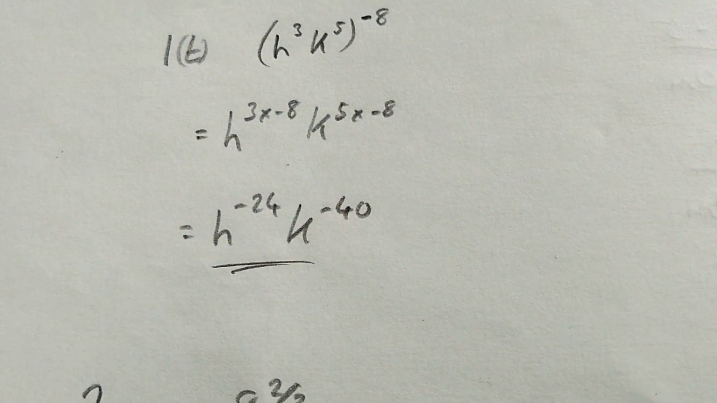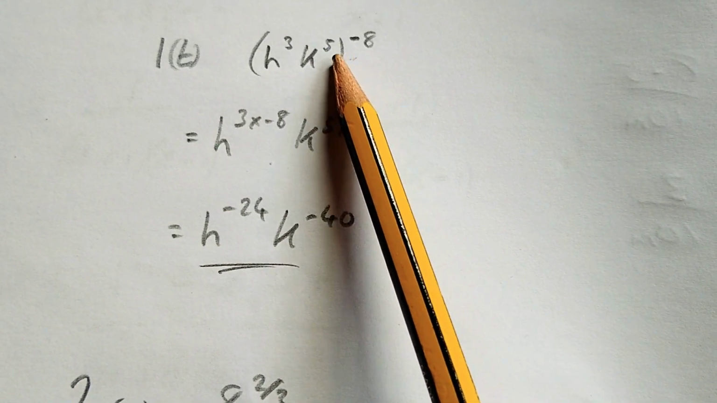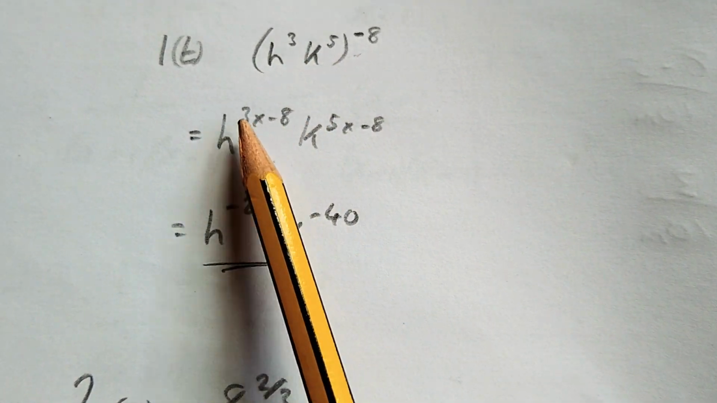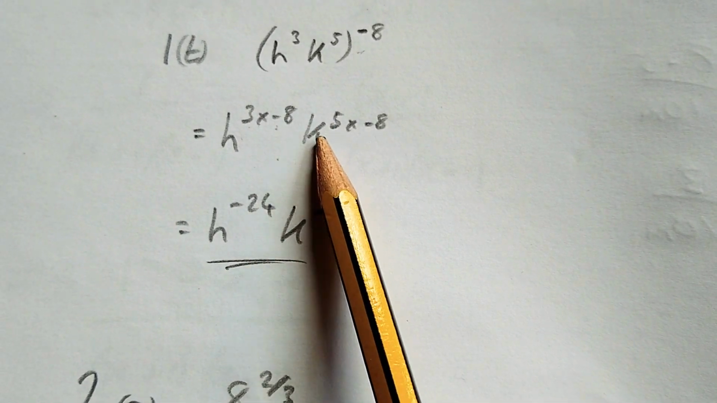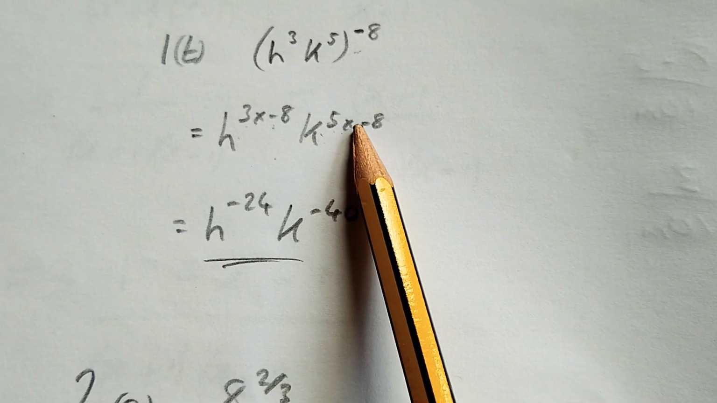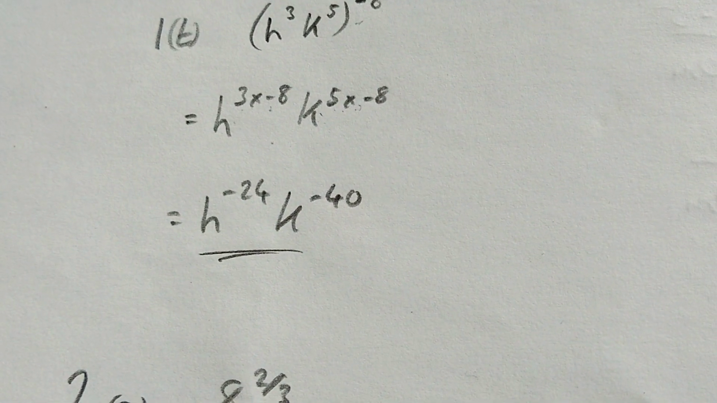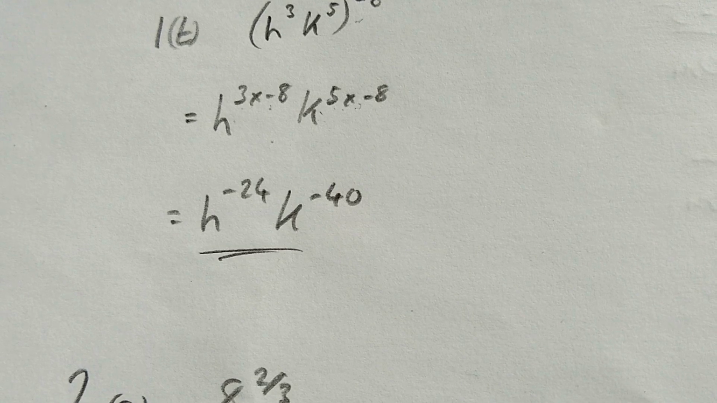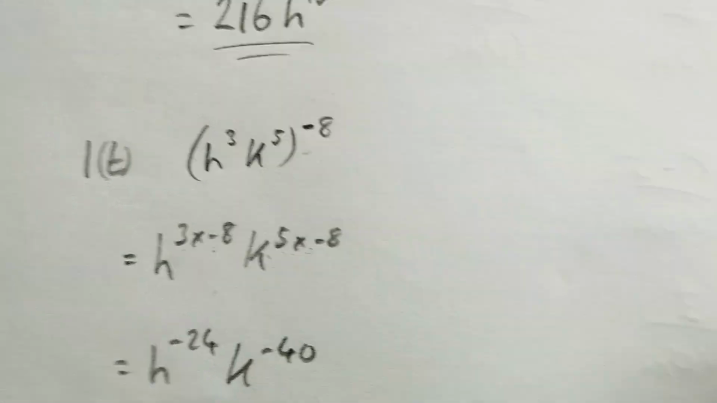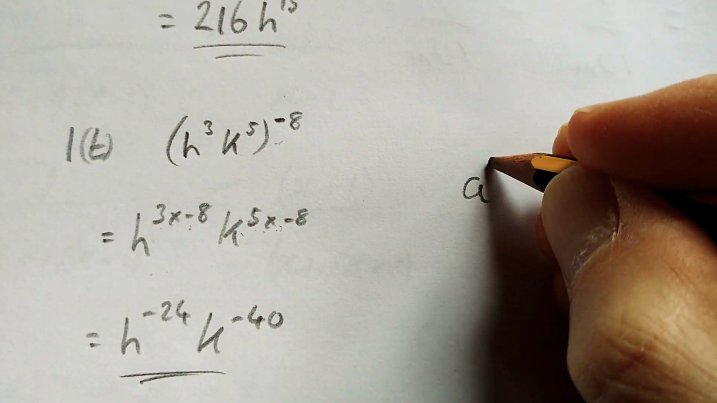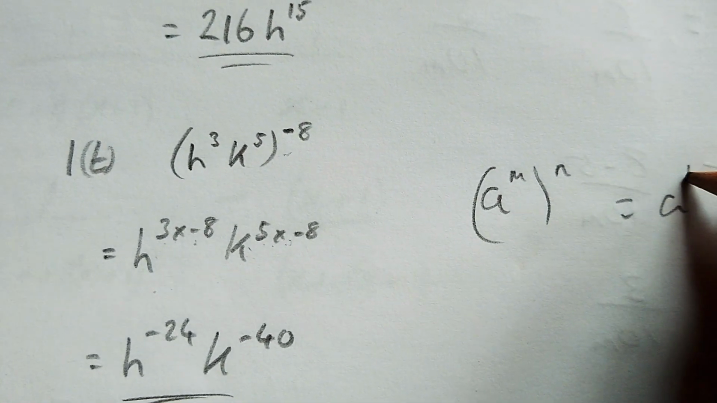Let's have a look at 1t as well. So we have a bracket to the power negative 8. So the first term, h cubed, multiplied by negative 8, and also the second term, k to the power 5, multiplied by negative 8. And then 3 times negative 8 is negative 24, so we end up with h to the negative 24, k to the negative 40. And remember, to get that, let's just write it in here, we are using this law of indices.